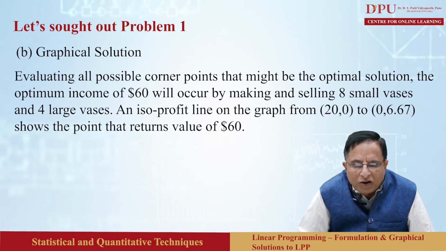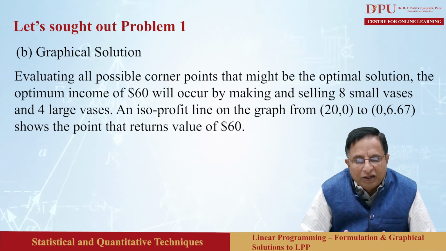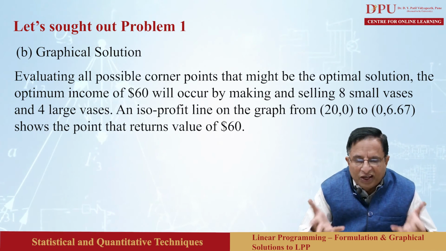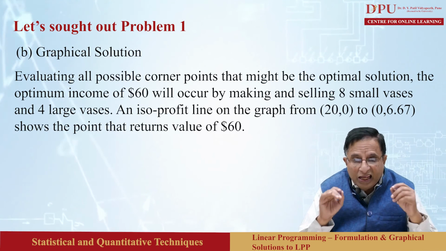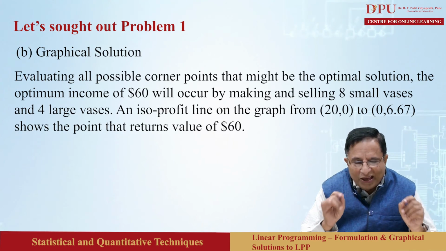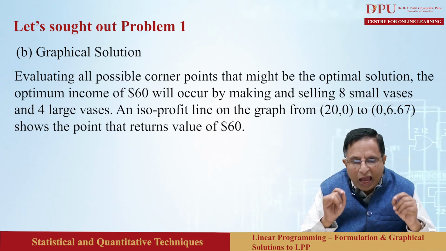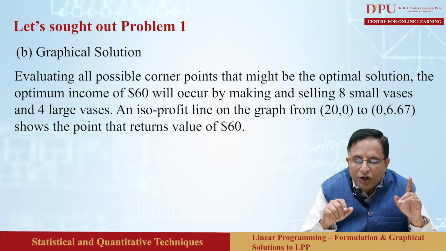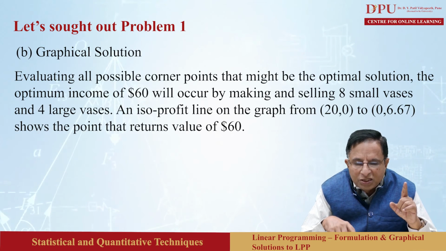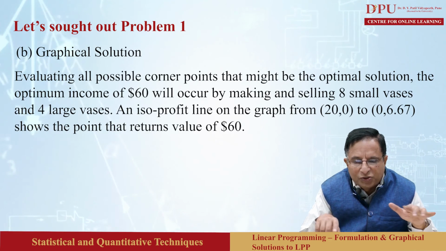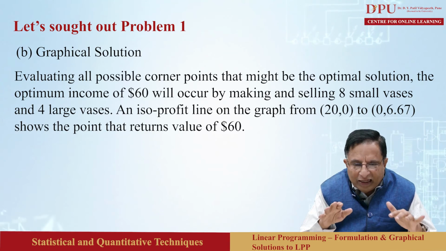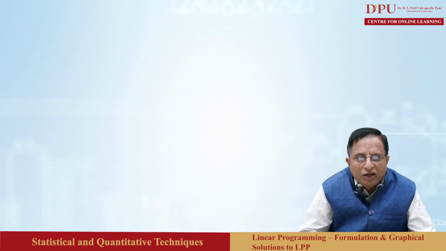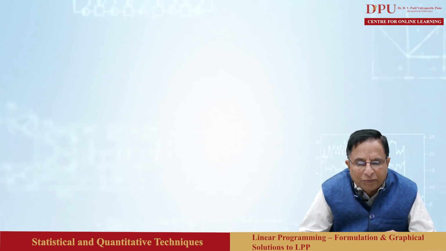Evaluating all possible corner points that might be an optimal solution, the optimum income of $60 will occur by making and selling 8 small vases and 4 large vases. An isoprofit line on the graph from 20, 0 to 0, 6.67 shows the point that returns the value of $60. This is how we can go for graphical solving of linear programming.